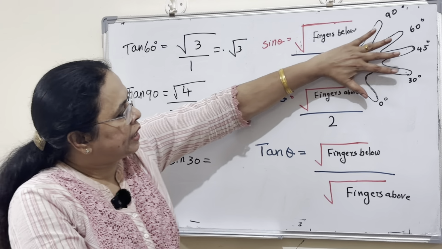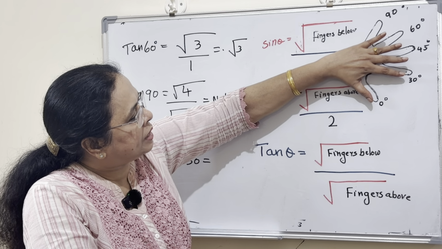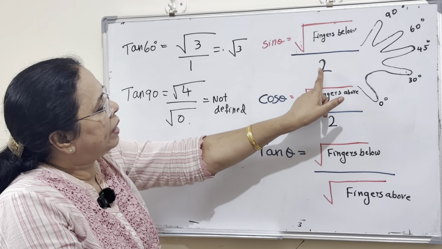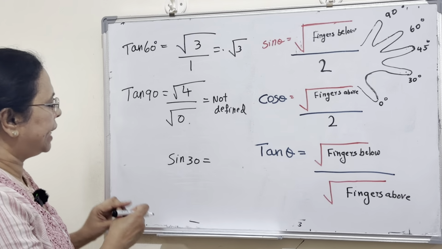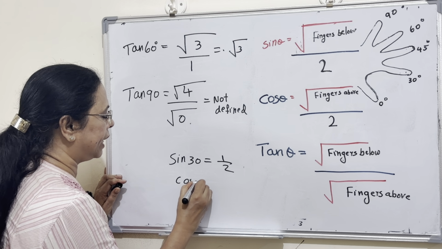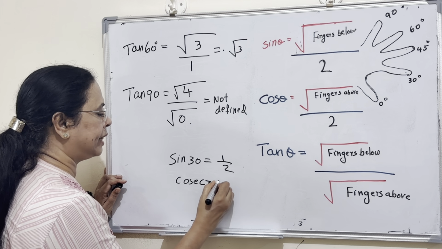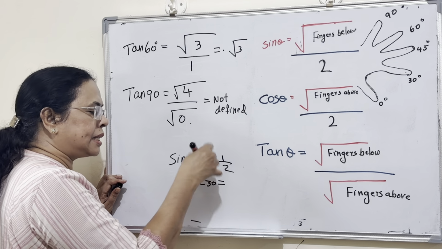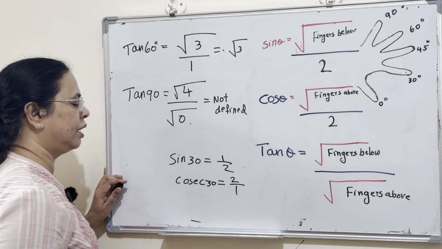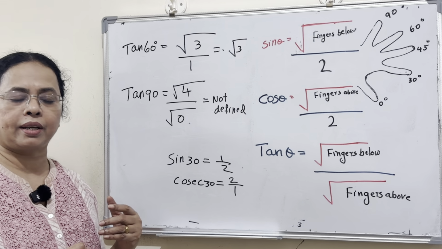If you want, you just keep your left hand like this, with fingers below this 30 degree. So 1, I will keep here, 1 by 2. So sin 30 is how much? Half. Okay. Then what about cosec 30? Cosec of angle 30 will be equal to just the reciprocal. Here it is half, so that becomes 2 by 1. So if you know sin 30, easily I can go for cosec 30.